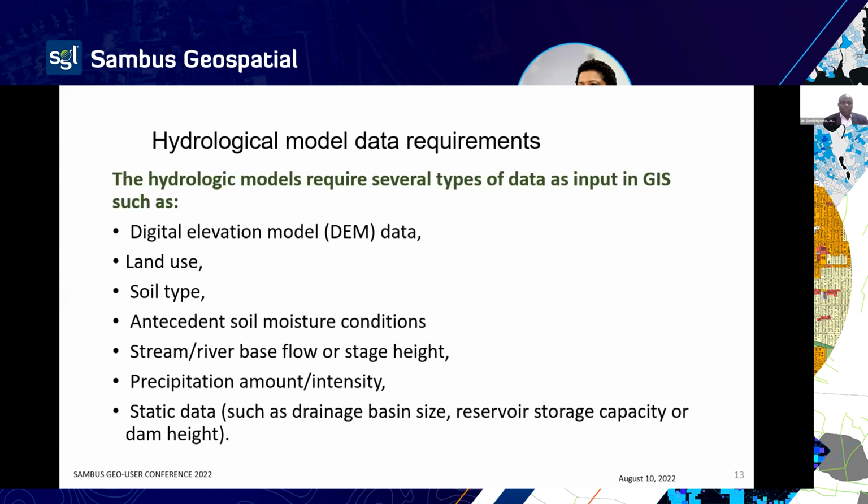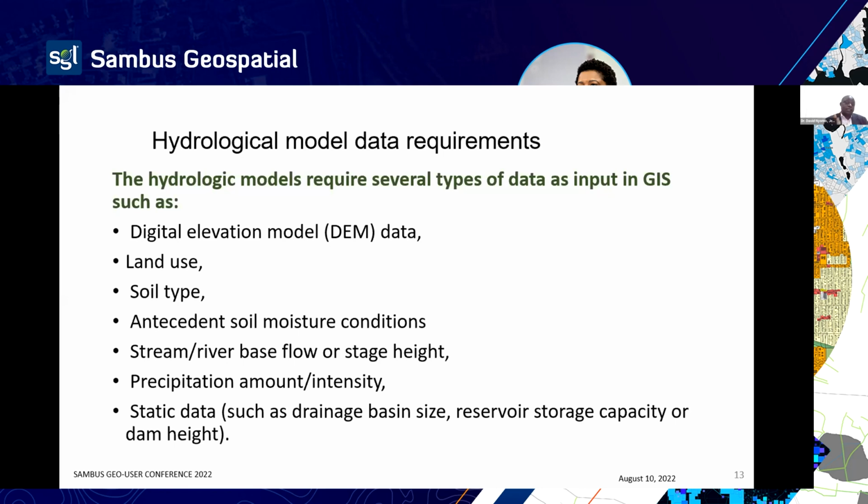Then precipitation amount and intensity. And when we talk about precipitation amount, we're talking about either rainfall or snowfall, depending on the environment, or ice sheet foam. Then, of course, we have the river flow, whether the river stage or the river flow itself. That is, we're talking about flow in the river. Stage is the height of the water from the base level. And then, of course, the statistical data, like we have mentioned, maybe reservoir storage capacity or dam height, depending on what we are looking at.